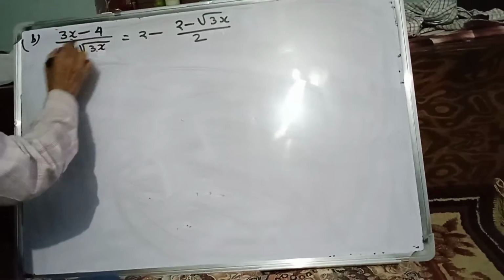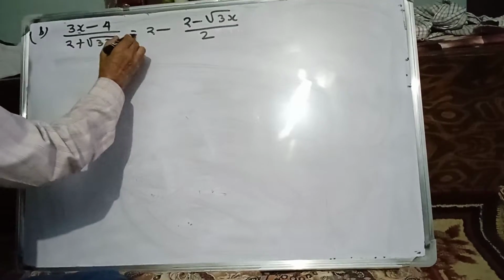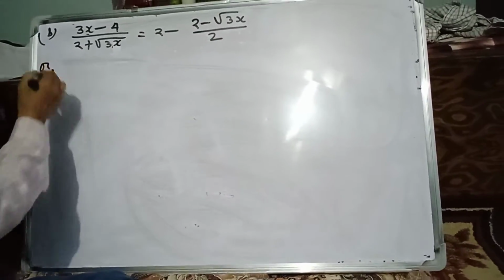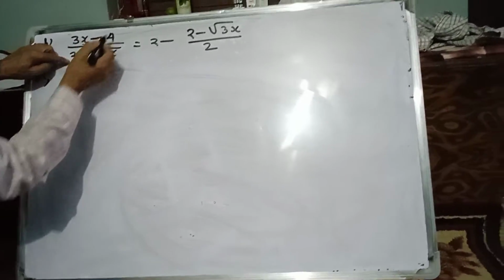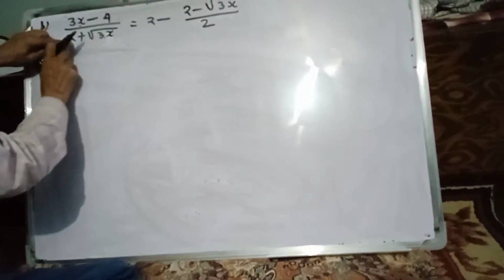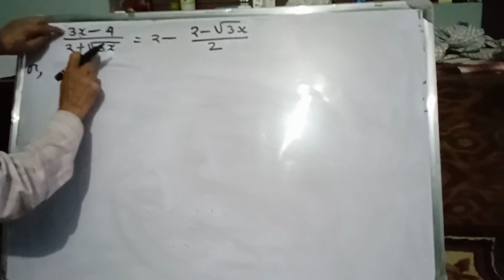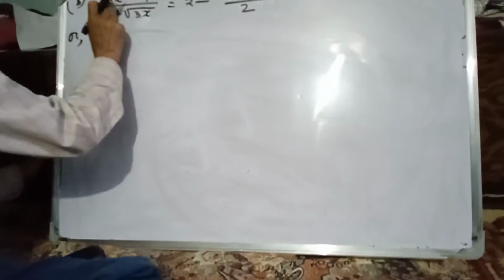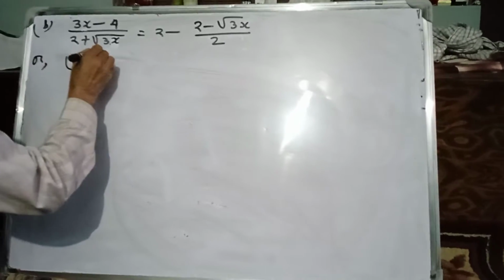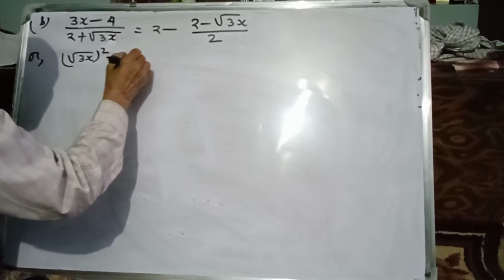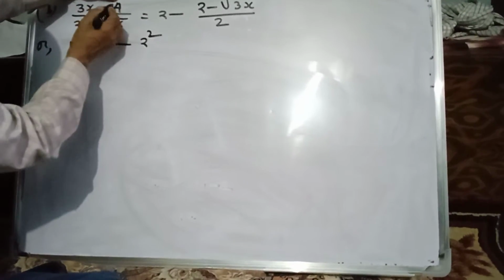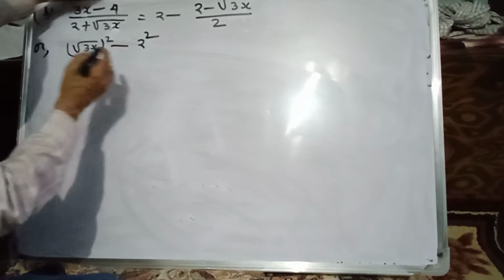Solve (3x minus 4) by 2 plus root 3x equals 2 minus root 3x by 2. 2 squared is 4, root 3x whole squared is 3x. 4 is the square of 2, 3x is the square of root 3x. So, you have to change it into (root 3x) whole squared minus 2 squared. 2 to the 4, if there is 9, 3 squared. 16, 4 squared. 25, 5 squared.